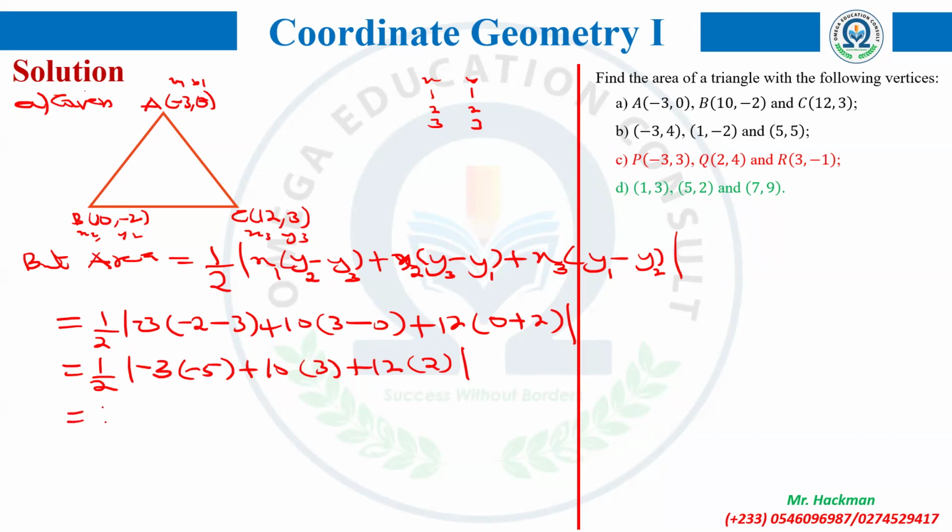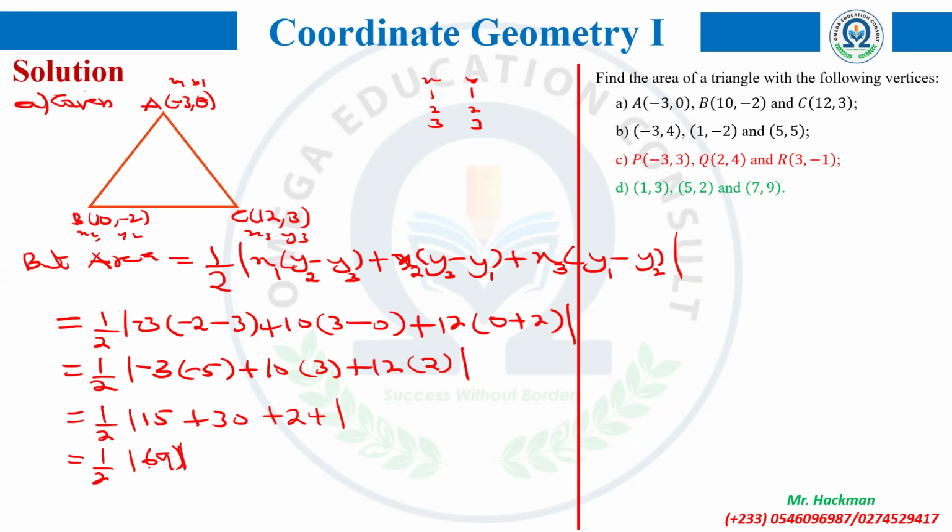So it will still give us half of what? This will give you 15, plus this gives us 30, then plus this gives us 24. Am I right? Yes, so that is going to give us 1/2 into absolute value. Let's combine this. So 45, plus this will give us 69. Am I right? Yes. So 69.